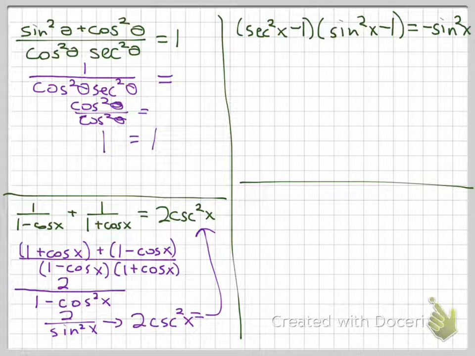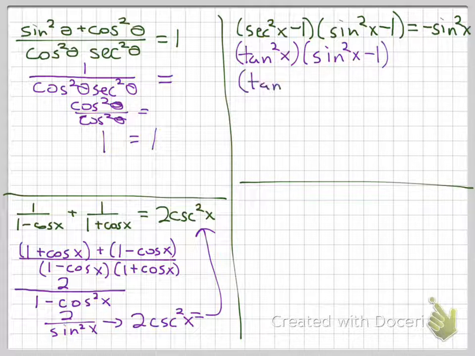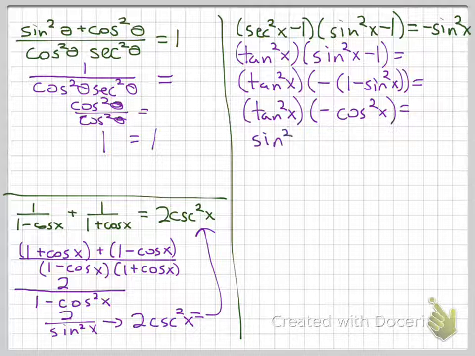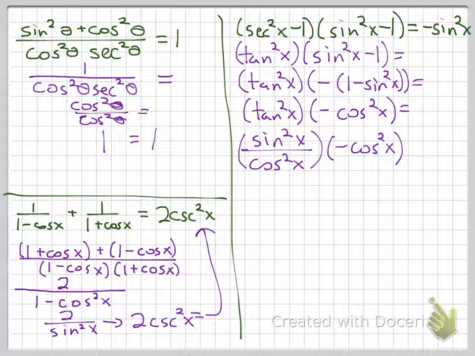Now we look up at the top right. I have secant squared x minus 1. If we start with that, that is one of our Pythagorean identities, and that's equal to tangent squared x. Then we take sine squared x minus 1, bring that down, and if I rearrange that, it's like saying negative 1 minus sine squared x, which is a little more helpful because that's one of our Pythagorean identities, and that becomes negative cosine squared x. If we bring down our tangent squared x, now we can see tangent is sine over cosine. So sine squared x over cosine squared x times negative cosine squared x. I have cosine squared in the numerator and denominator, so I'm left with negative sine squared x. Don't forget the negative, and that matches our right side.